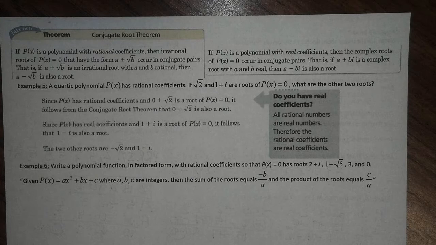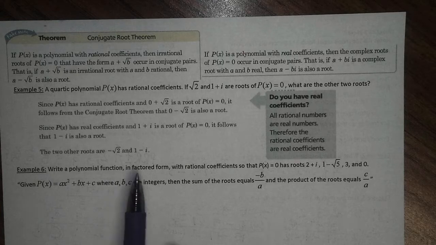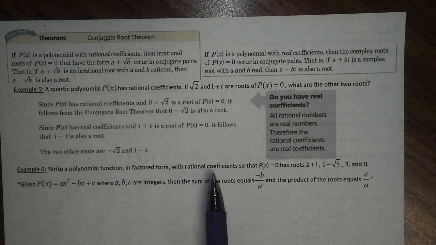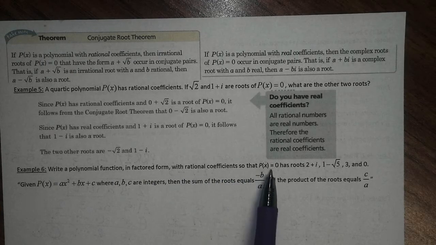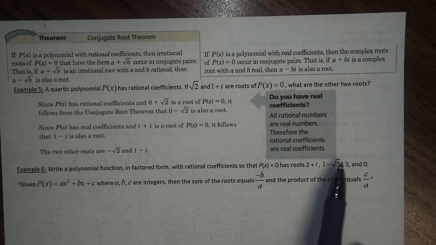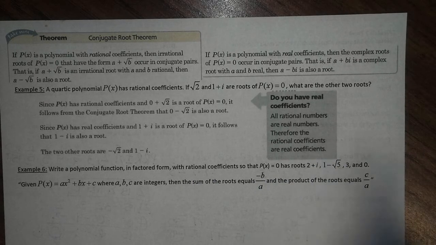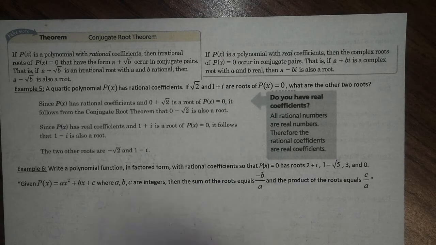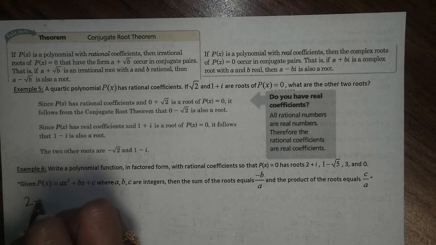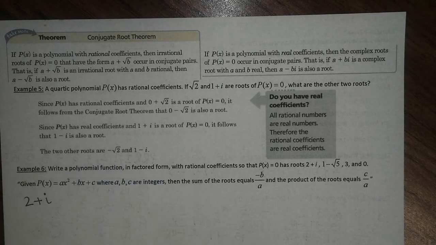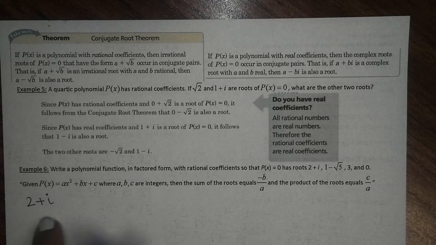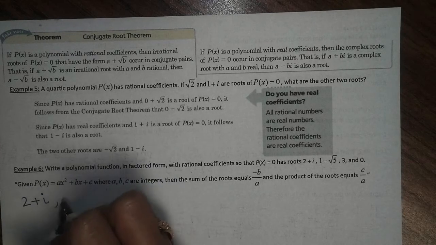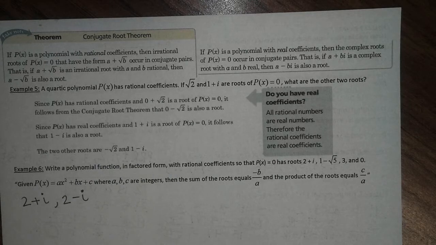Okay, so example 6. It says, write a polynomial function in factored form with rational coefficients so that the polynomial of x equals 0 has all of these roots. Okay, so for starters, 2 plus i is a root. So let me write it down. 2 plus i is a root. So that means that its conjugate, since this is an imaginary root, which is 2 minus i, is also a root.